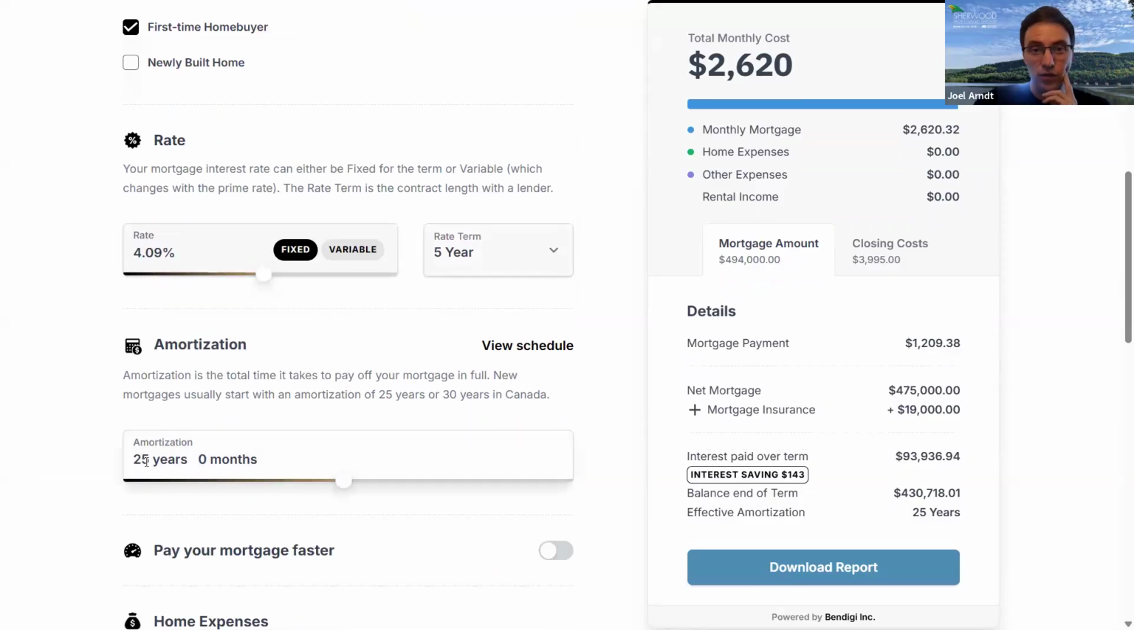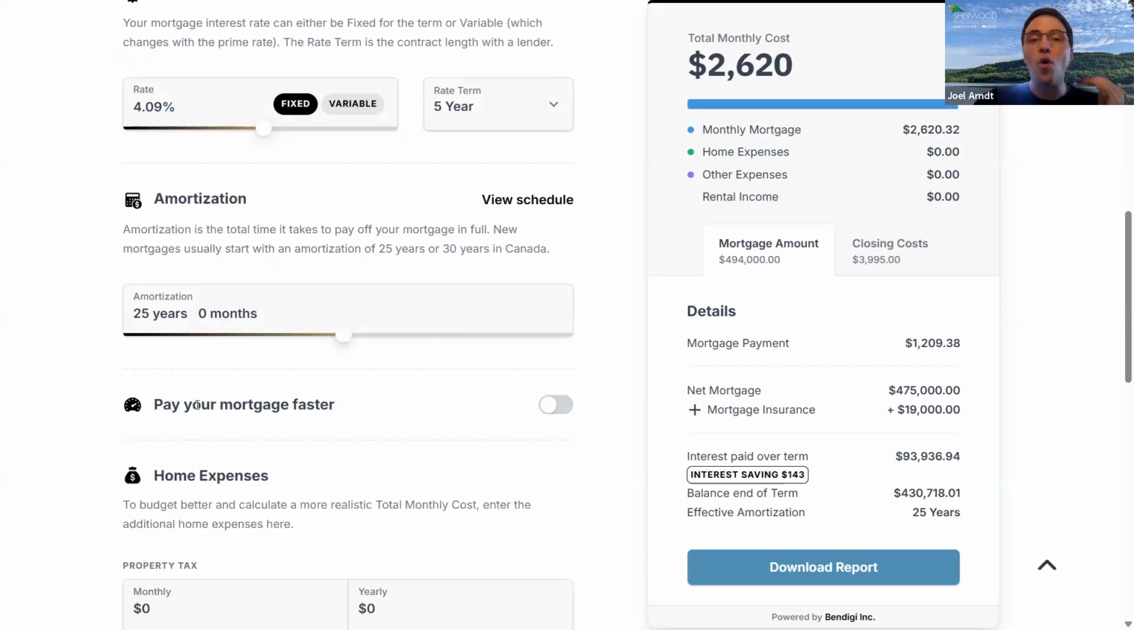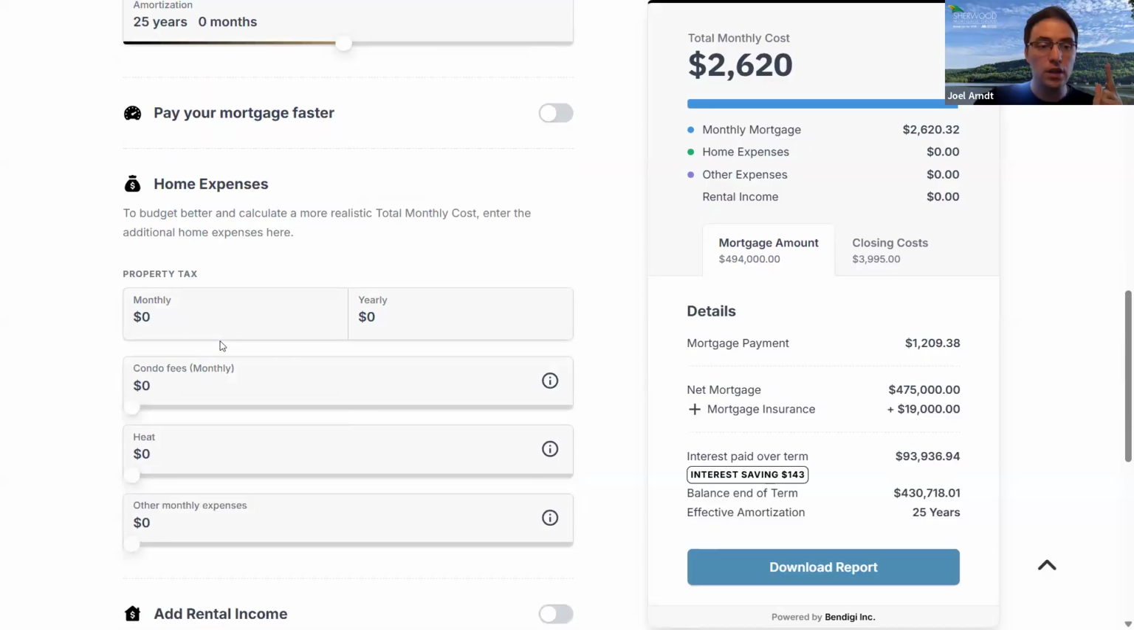Amortization, we'll leave it at 25 years. If you are a first time home buyer, you could set this to 30 years. But there's an insurance premium, a mortgage default insurance premium. If you'd like to know what mortgage default insurance is, there is an article. I have a full guide on what mortgage default insurance is. For now, let's just keep it at 25 years. There are more options to pay off your mortgage faster to account for home expenses.